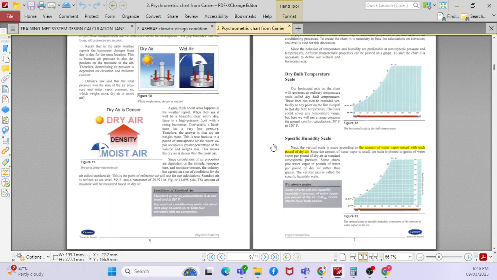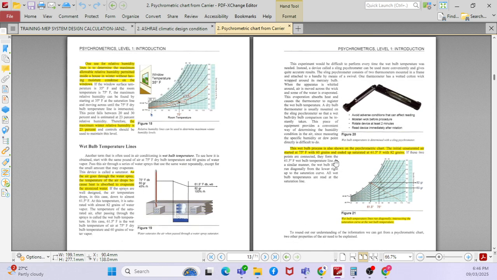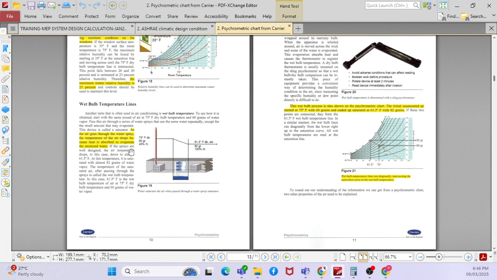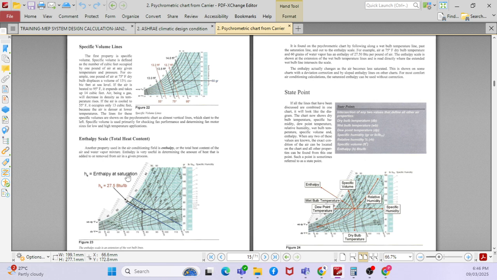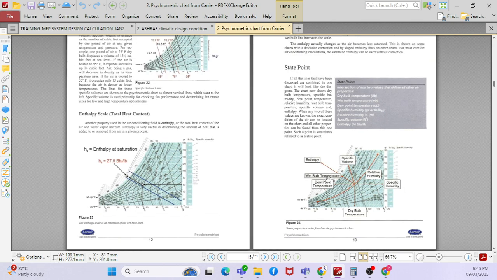If you go further down, you can see the dry bulb temperature, the specific humidity, dew point, the saturation line, relative humidity lines. Try to understand the psychrometric chart, the wet bulb temperature lines, then the specific volume line and enthalpy. What is enthalpy? How to calculate enthalpy, right? There are different conditions like dry bulb temperature, wet bulb temperature, dew point temperature, specific humidity, relative humidity, specific volume.